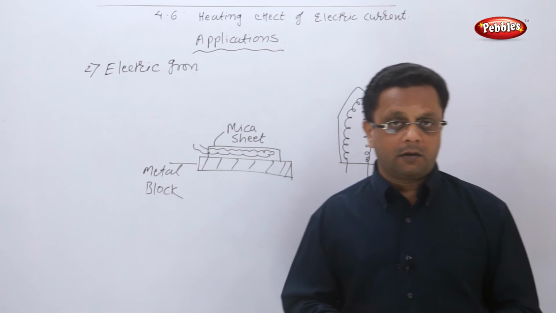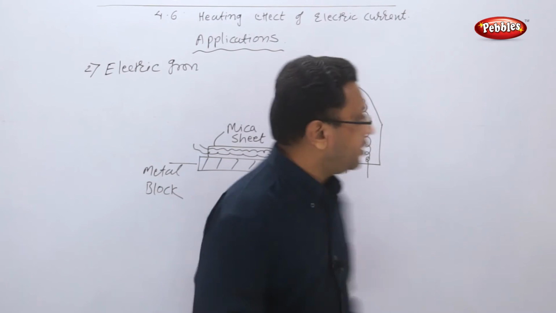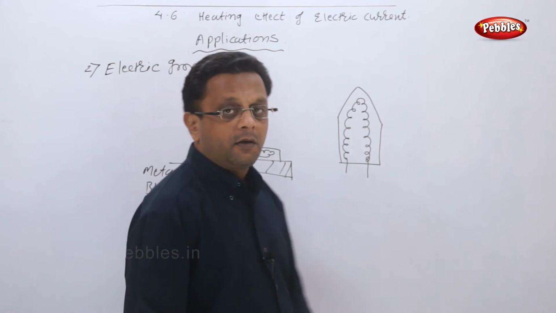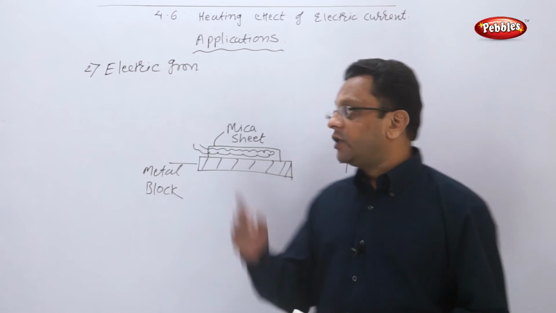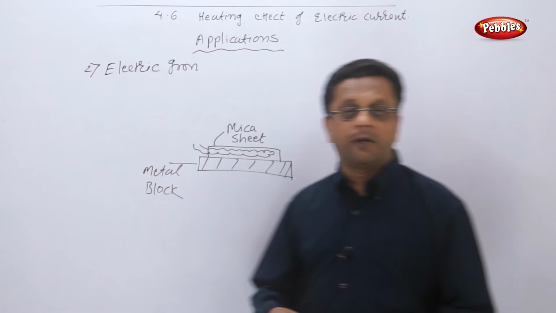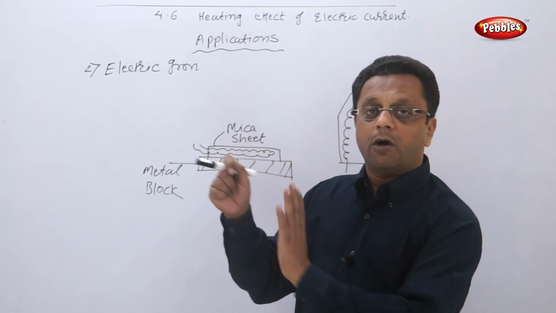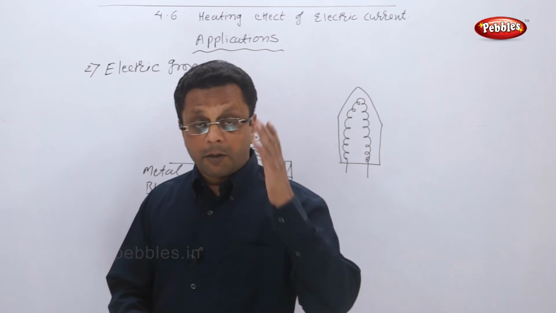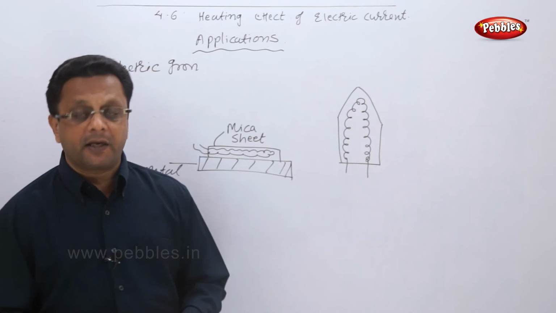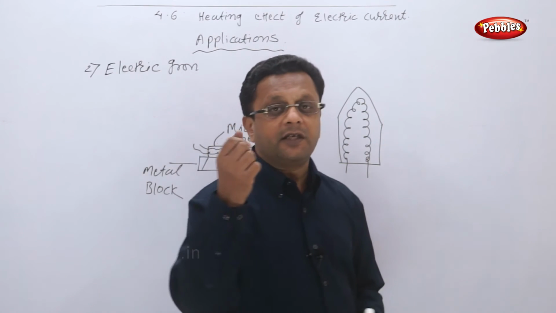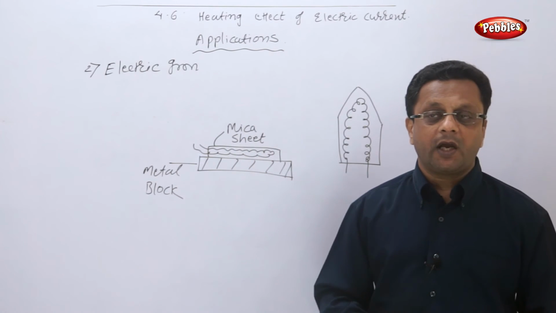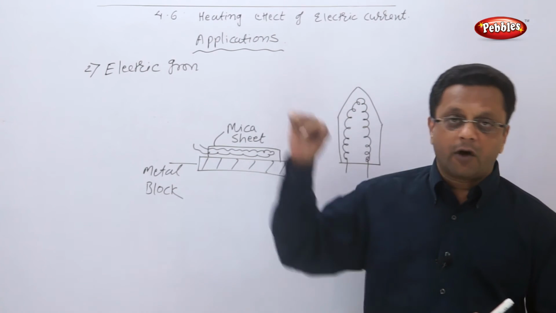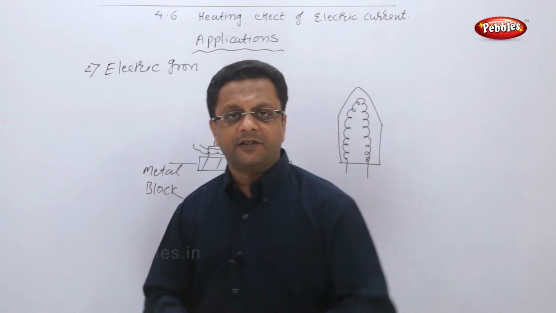Now why mica? Why don't we directly embed this coil on this metal block? Very simple. Metal is a good conductor of electricity. If this coil comes in contact with the metal block, what will happen? When you touch that metal block to check the temperature of an iron, you will get a shock. Mica is a substance you might have seen, a shiny silver substance. And you get layers of mica which are blocked together to form a big block of any size.